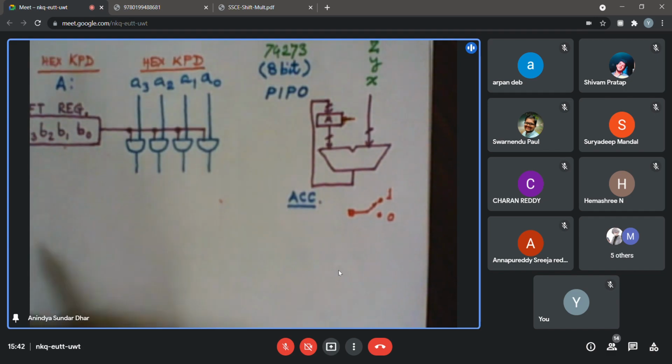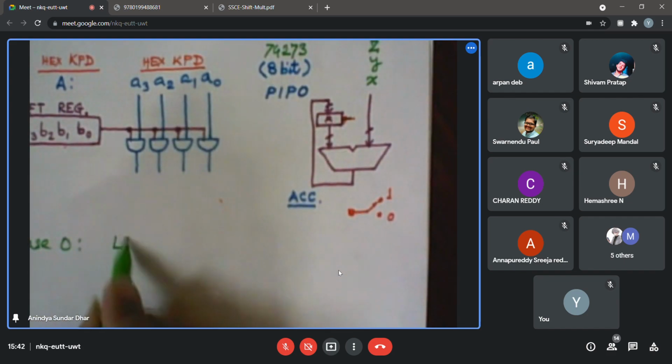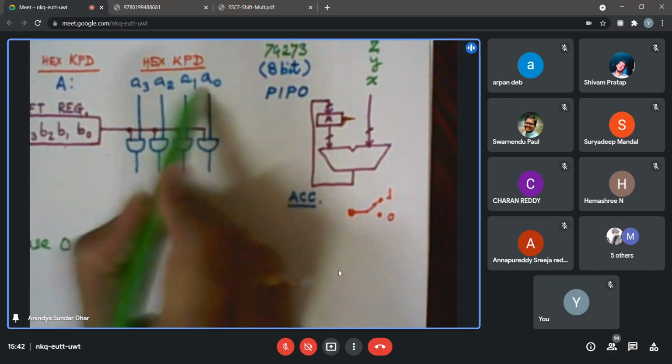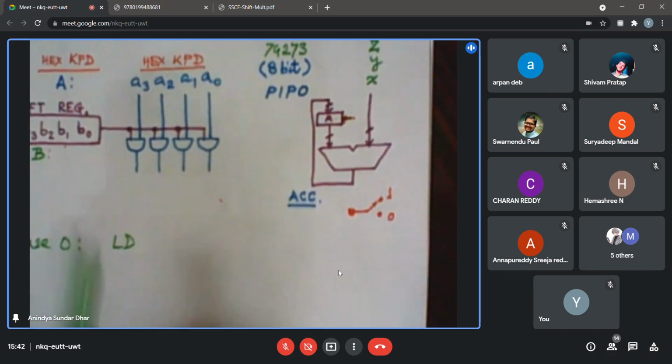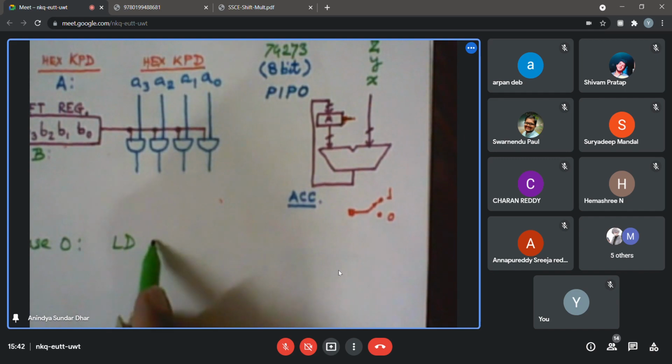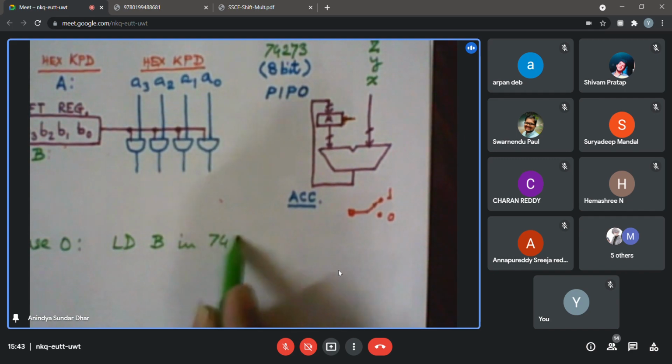So phase 0. What is that? Load A. If I am loading here, I am loading basically the other operand, that is B. I am calling it multiplier. So I'm just writing in short, load B in 7495.